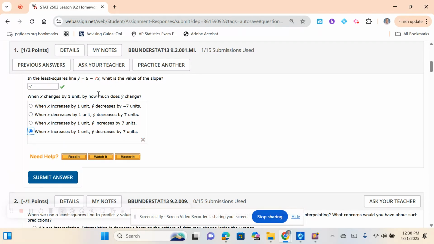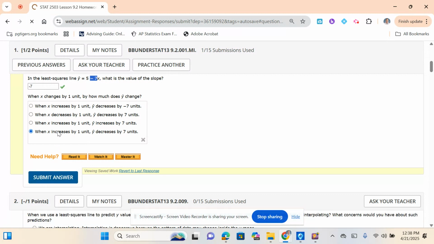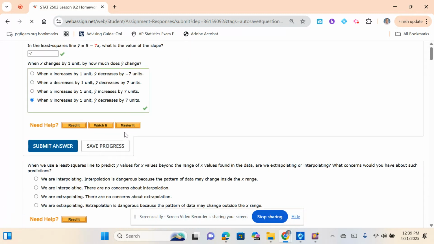Because what this means is change in y over change in x. So if I look at the slope as a fraction, it'd be -7 divided by 1. So y changes -7 for every 1 change in x. So when x increases by 1, y decreases by 7. That's what -7 means. If I say decreases by -7, I'm really saying I'm adding 7. So when x increases by 1, y decreases by 7. Okay?